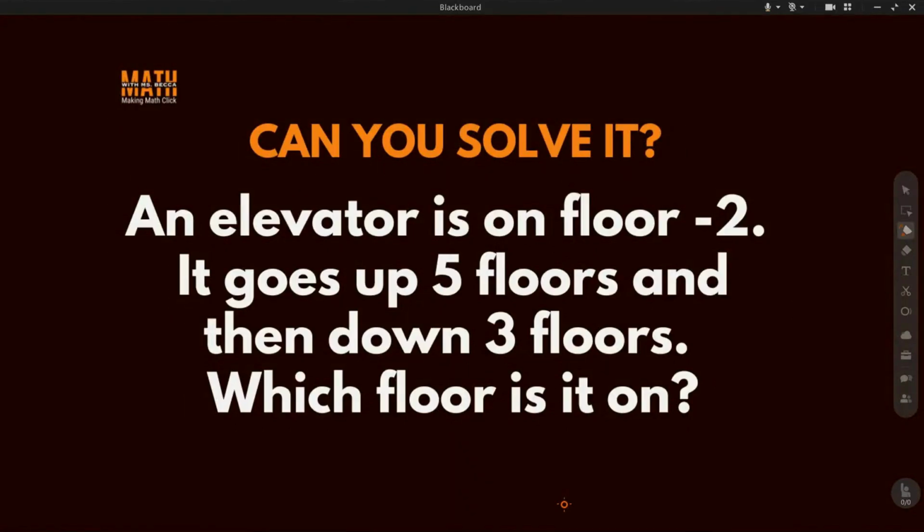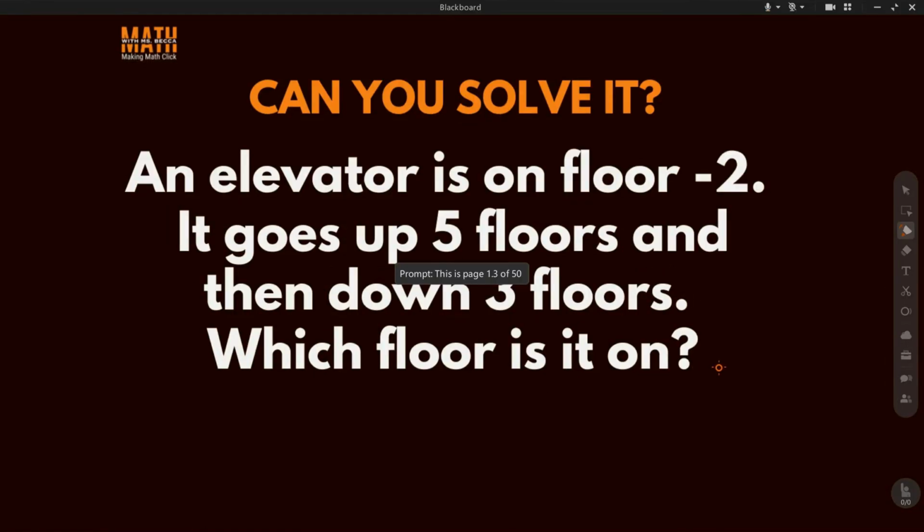Can you solve this question? It looks simple, but at the same time, it is easy to make mistakes. So now I'll be using two methods to explain.